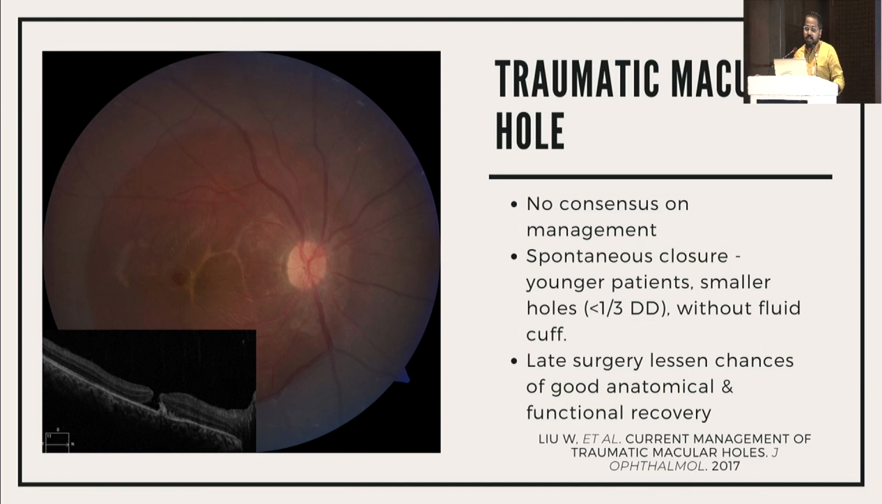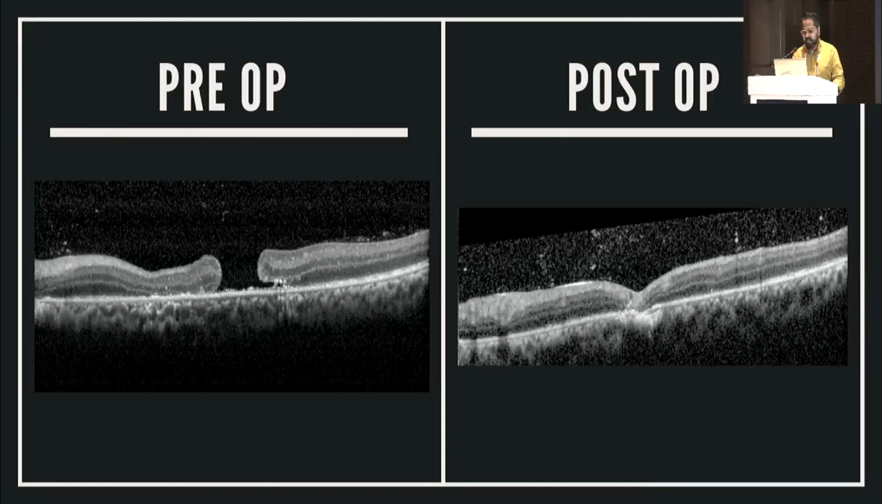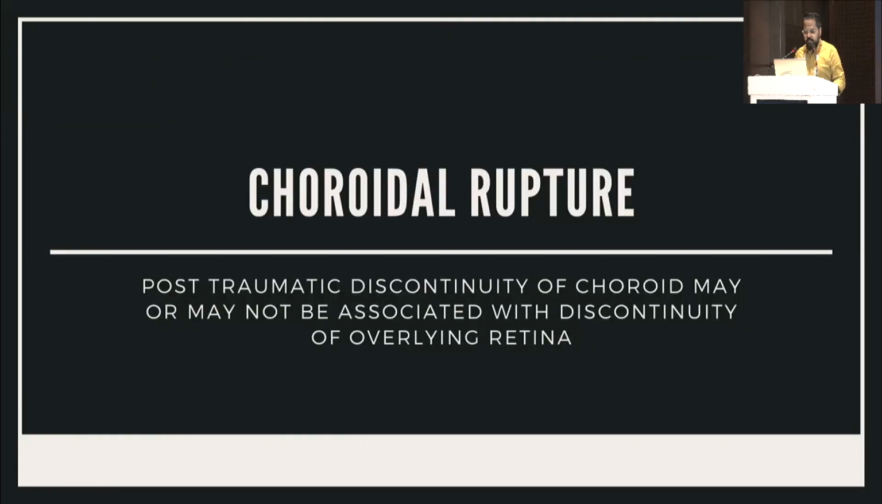Spontaneous closure occurs in young patients and smaller holes, less than one third of the disc diameter, and without a fluid cuff. Late surgery lessens the chance of good anatomical and functional recovery. This is a case where we had a pre-op, and this is the post-op showing the closure of the macular hole. So now coming to the second manifestation, which is choroidal rupture.